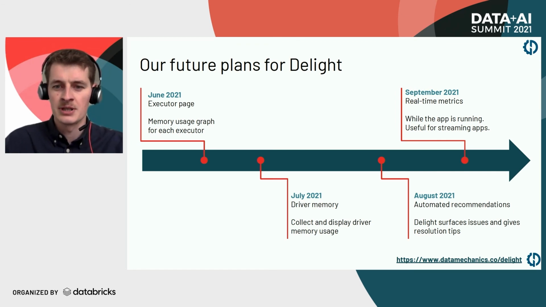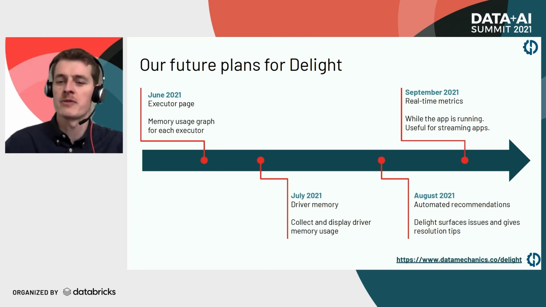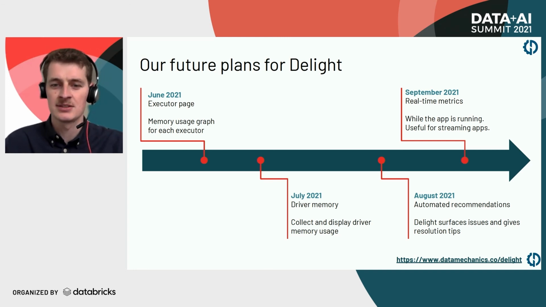Later on, over the summer, we plan to surface issues to help users find their way in Delight and in the Spark UI. Users will get recommendations like shuffle duration is high, try SSDs, or increase default parallelism because stage 6 has too few tasks. Eventually, we'll make Delight update in real time, which is especially important for long-running applications like streaming apps or through servers.